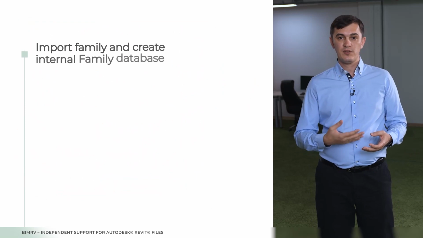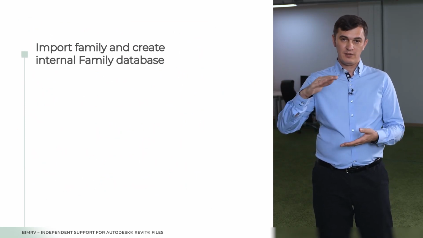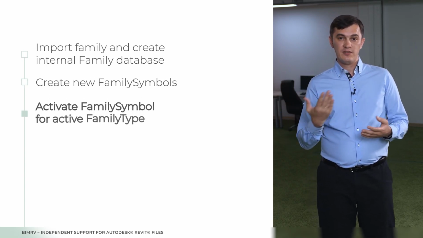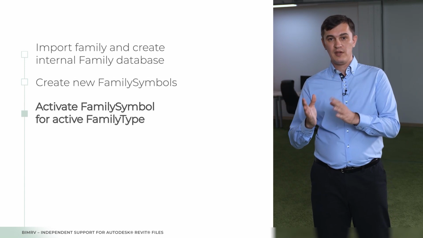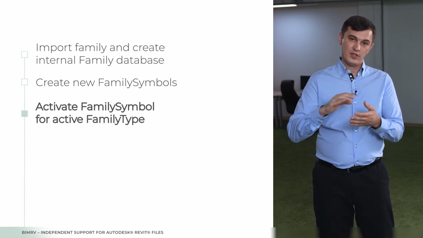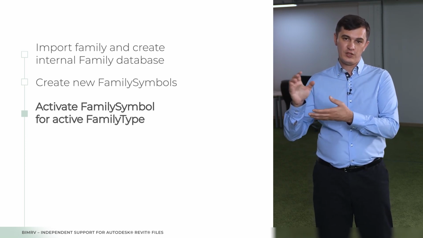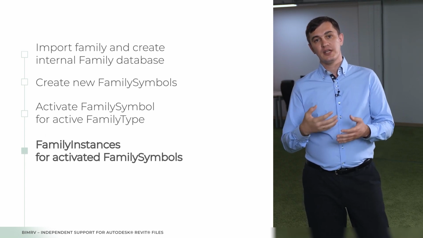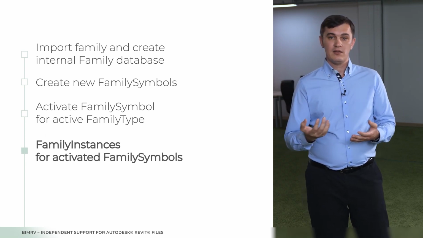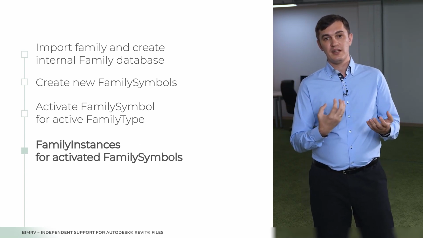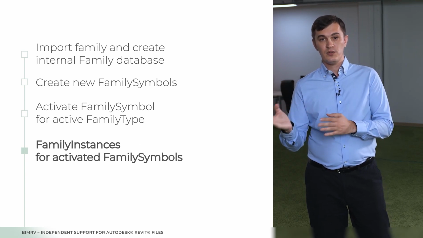We continue actively working on family import. We can import a family database and create an internal database. We create family symbols. We can activate family symbols, but this works only for the active family type. A family has geometry only for the active family type internally, and we use this geometry for creating geometry in the symbol. We can create family instances for activated family symbols. We also must modify the geometry of the host element for hosted family instances, and this already works.